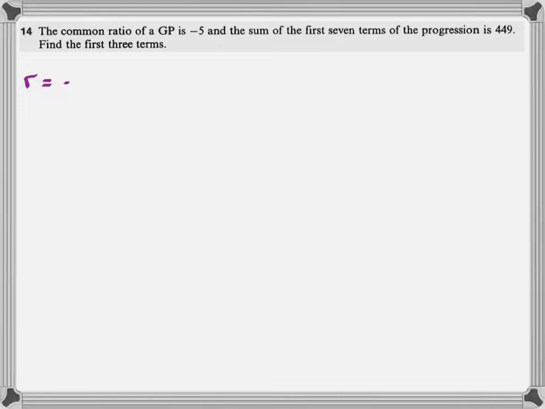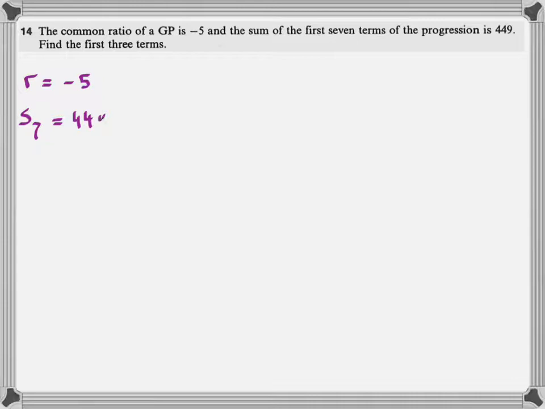Now let's look at this question. The common ratio of a GP is -5 and the sum of the first 7 terms of the progression is 449. First of all, it's a GP. Common ratio is given. First term is missing, but they have given us enough information to find the first term. They have given us the info that the sum of the first 7 terms is 449. So now I would use the sum formula.